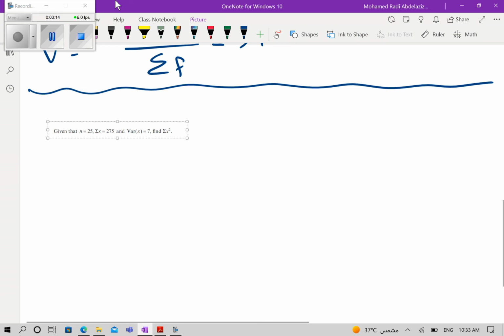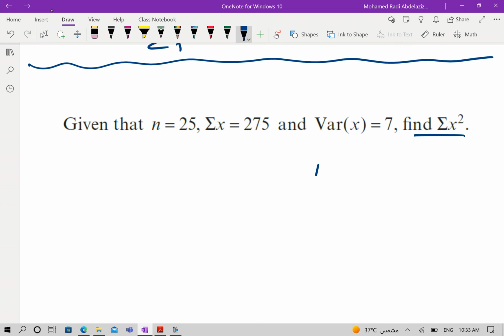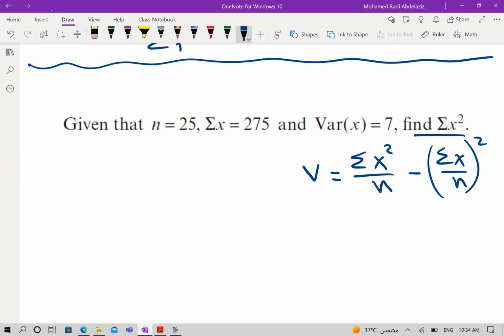Look at this question. Given that n is equal to 25, sum of x is 275, variance of x is 7, find sum of x squared. If you write the variance formula, variance is sum x squared over n minus sum of x over n all squared. We have a formula. It's given the value of what? The variance of x. Substitute by 7.